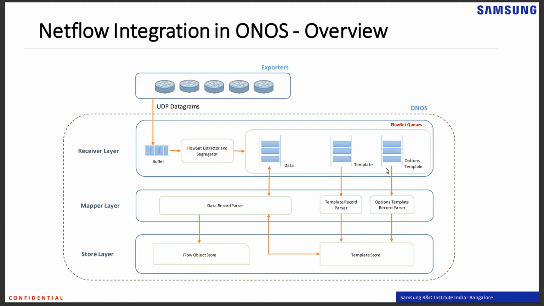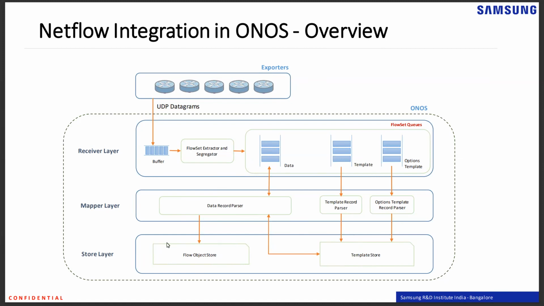And when all the templates are parsed, essentially when there are no more packets in the options template flow set and the template flow set queues, only then are we going to use the data record parser to parse the data records. The data records will reference the templates from the template store, and based on the match that I showed you in the last slide, between the flow set ID and the template ID, all the records will be parsed, and we will create a flow object that will be persisted in a flow object store.